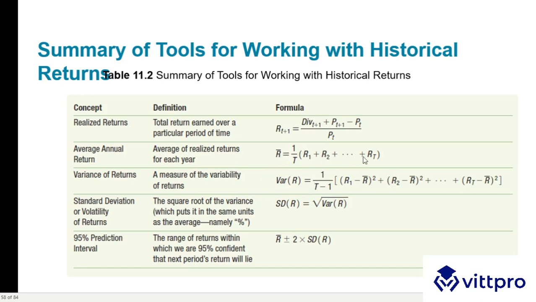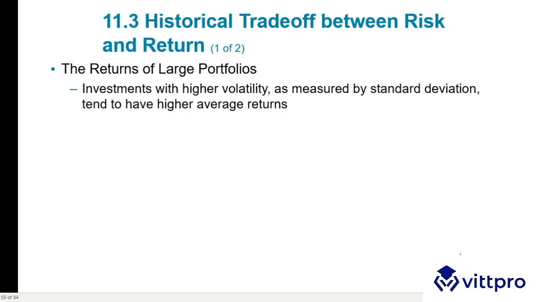So R1 plus R2 and then divide by the mean. Variance of returns we calculate by deducting each return from the mean and then squaring it. And then the standard deviation or volatility of returns we calculate using the standard deviation formula. And we get a 95% prediction interval: we have to go plus or minus 2 times the standard deviation. So that was the understanding of risks.